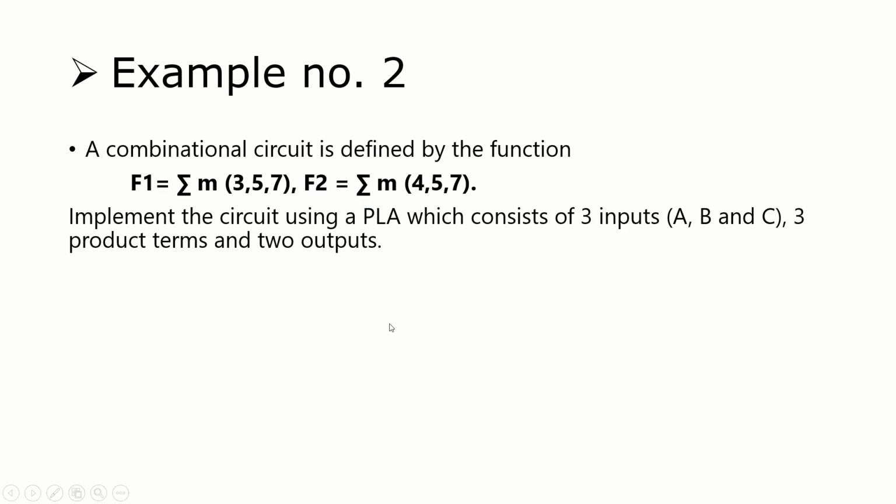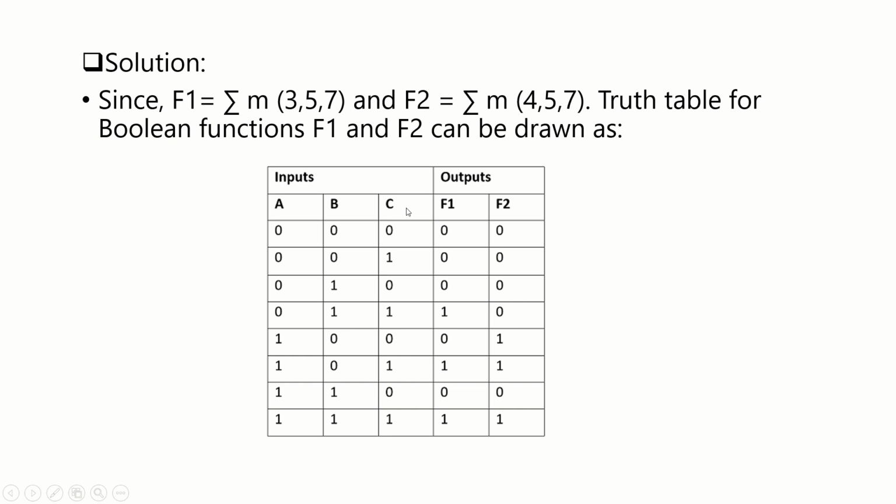So let's consider a second example. In this we have two functions F1 and F2, where they have directly given us the minterms: F1 is 3, 5 and 7, and F2 is nothing but 4, 5 and 7. So here directly draw a truth table. My first function has minterms 3, 5 and 7.